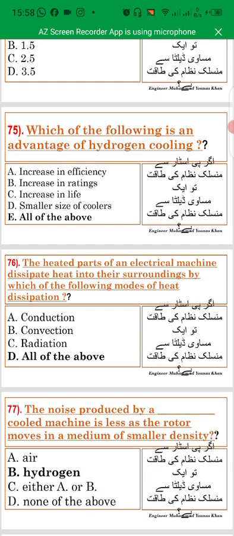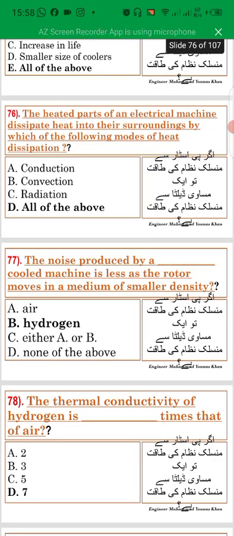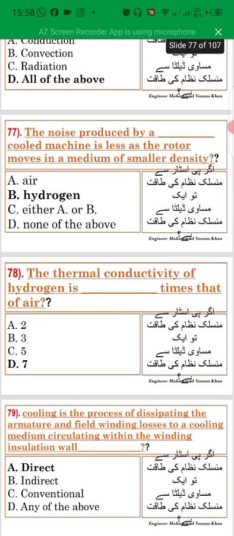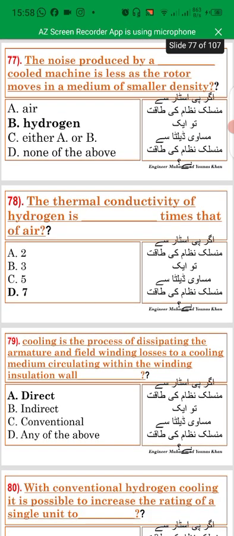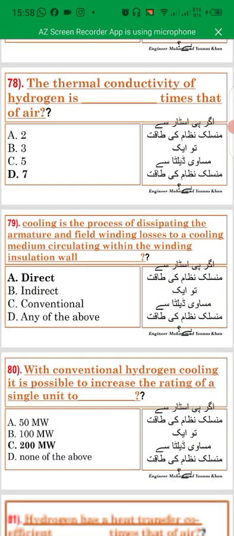Which of the following is an advantage of hydrogen cooling? Increase in efficiency, increase in rating, increase in life, smaller size of cooler. The heated parts of an electrical machine dissipate heat into their surroundings by which of the following methods of heat dissipation? Conduction, convection, radiation. The noise produced by a hydrogen-cooled machine is less as the rotor moves in a medium of smaller density, hydrogen. The thermal conductivity of hydrogen is 7 times that of air.